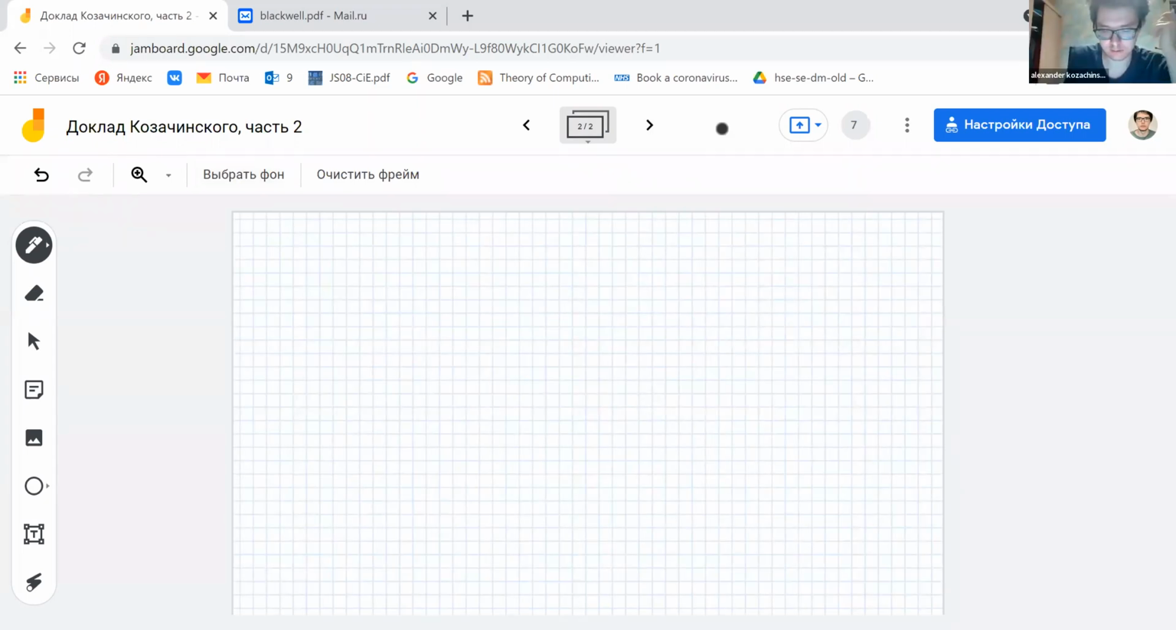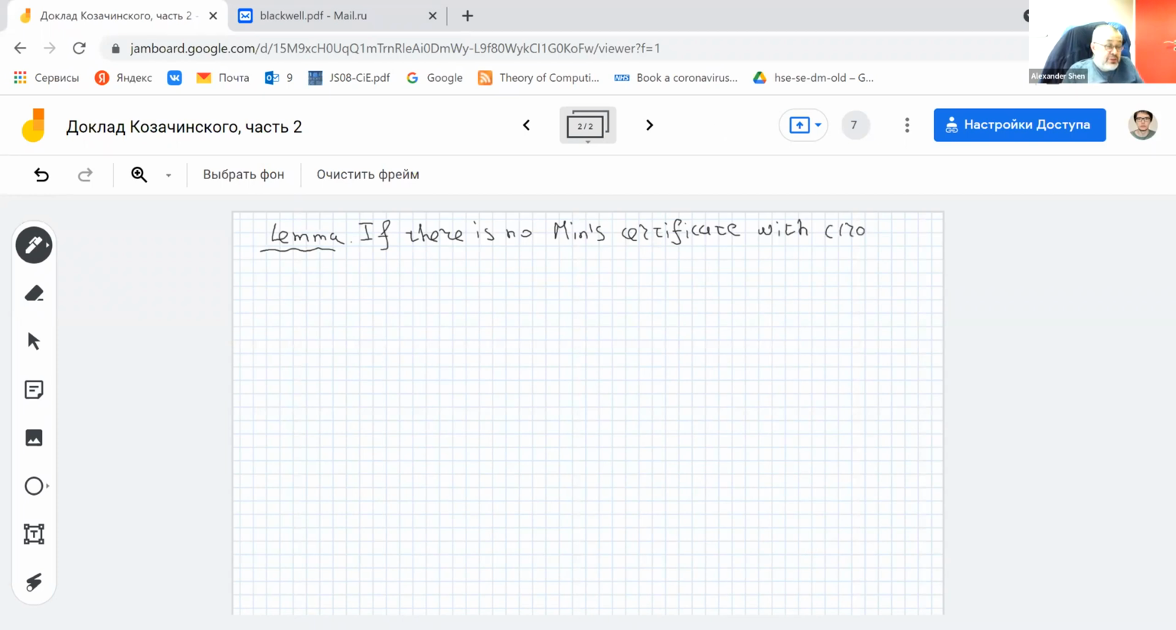So what remains to show, and it's the most substantial part of the theorem, is the following. If there is no min certificate with a gap, something like two different values, because in the theorem we don't have a strategy for the real value. We just say that if it's smaller, then we can, and if it's bigger, then we can.